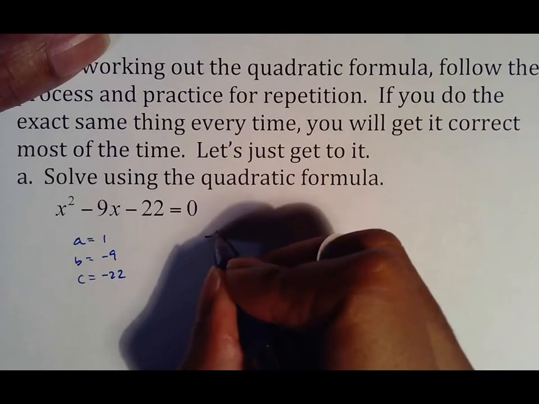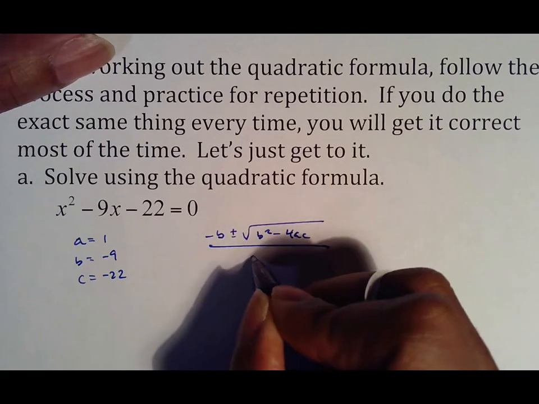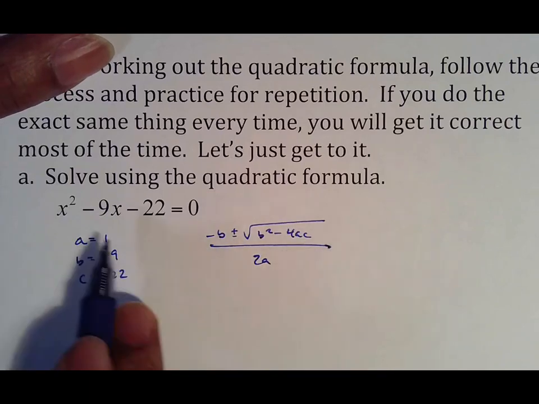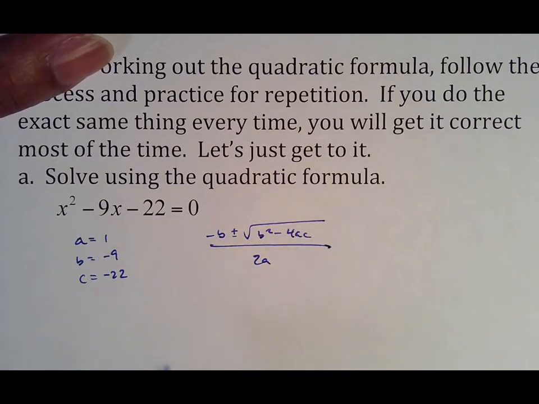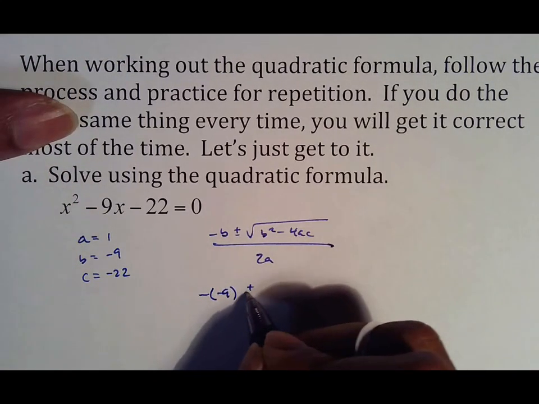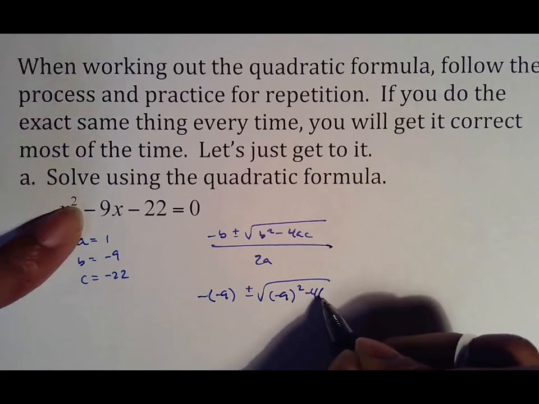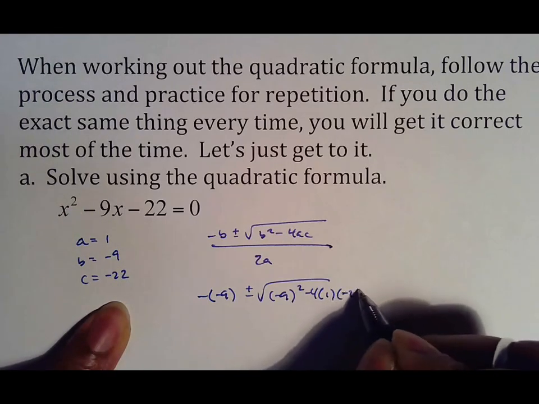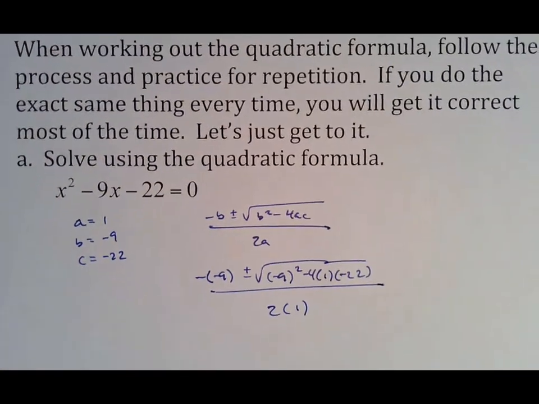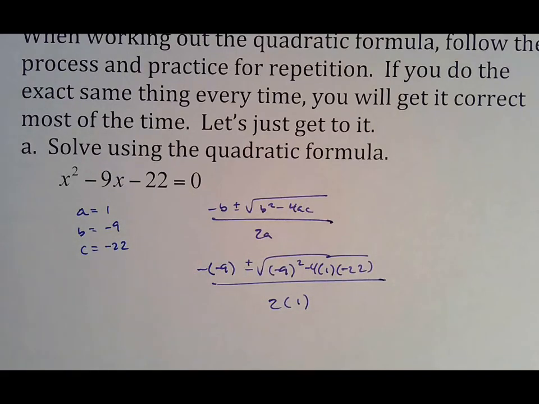I then like to write the formula, negative b plus or minus square root of b squared minus 4ac all over 2a. These two are preparation steps. This is the formula. This is where I'm getting the numbers for the formula. So now I substitute again using parentheses. So negative parentheses, negative 9 plus or minus square root of negative 9 squared minus 4 parentheses 1 parentheses negative 22 all over 2 parentheses 1. All I did was use the formula and the numbers that I pulled out safely.